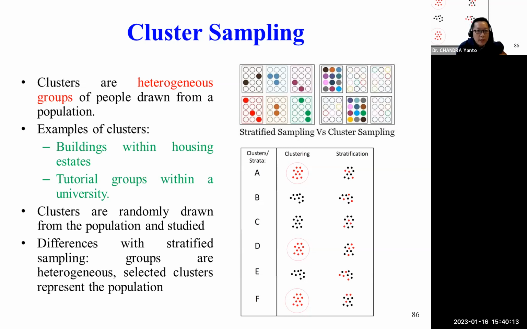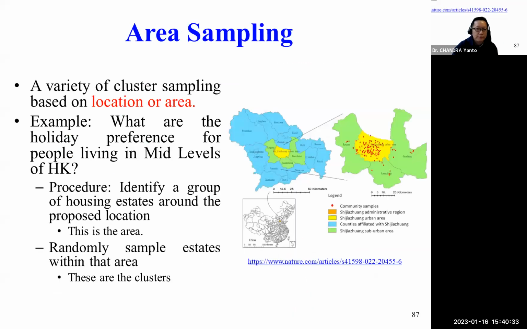For example, you want to study buildings within a certain housing estate. So the housing estate has 10 buildings. So you can study this whole housing estate. So you want to study different clusters, A, B, C, D, E, F, and different clusters and different stratified clusters. So it's up to you to choose what type suits your question.